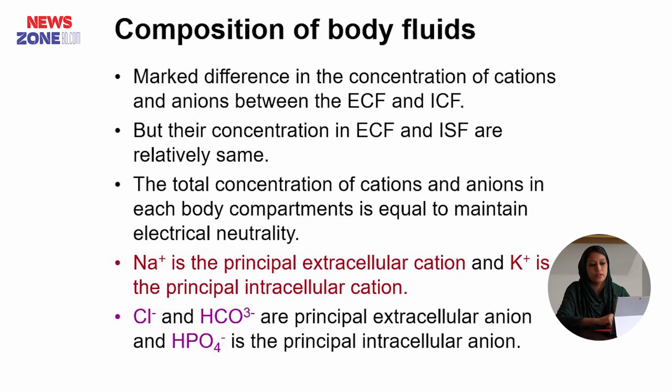Composition of the body fluids. The marked difference in the concentration of cations and anions is between the extracellular fluid and intracellular fluid, but their concentrations in the extracellular fluid and interstitial fluid are relatively the same. The total concentration of cations and anions in each body compartment is equal to maintain electrical neutrality. Sodium ion is the principal extracellular cation and potassium is the principal intracellular cation in the body. Chloride and bicarbonate are the principal extracellular anions and phosphate is the principal intracellular anion.